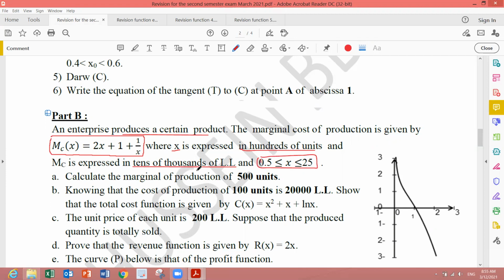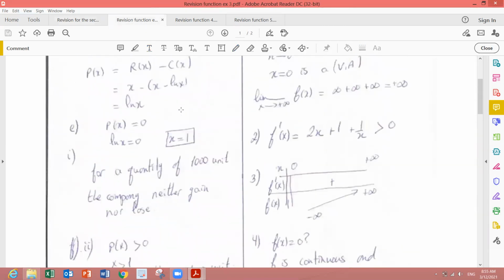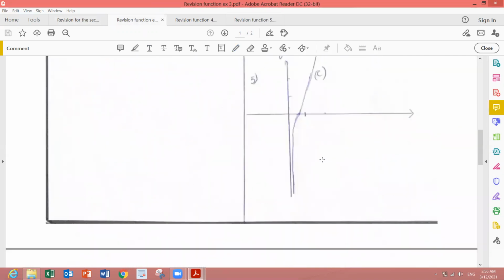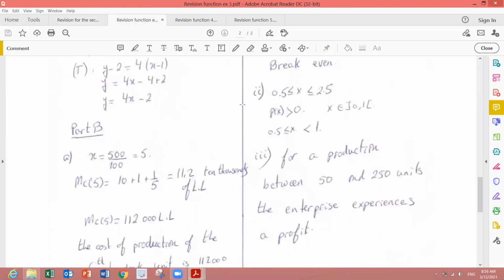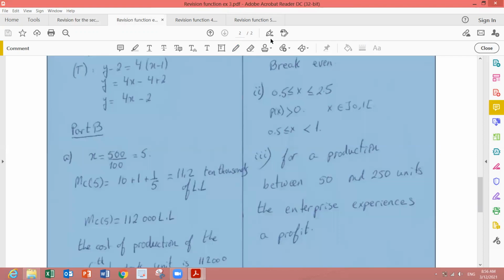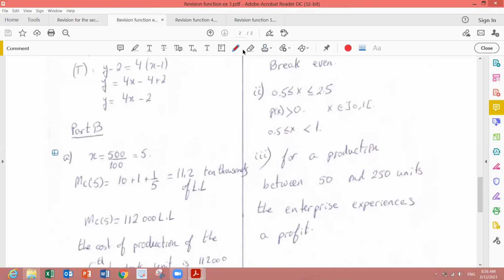Calculate the marginal cost of production of 500 units. So 500 units, we divide them by 500 because X is in hundreds, and we put MC of 5. X equals 500 over 100, so X equals 5. MC of 5 equals 10 plus 1 plus 1 over 5 equals 11.2 10,000s of Lebanese lira.